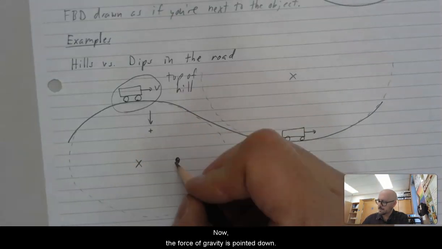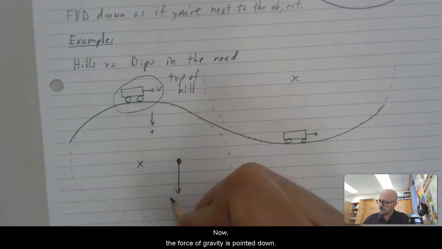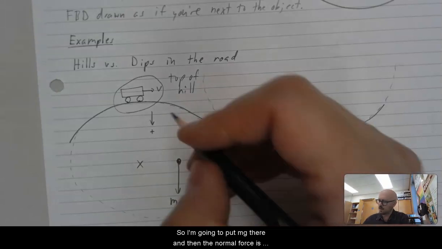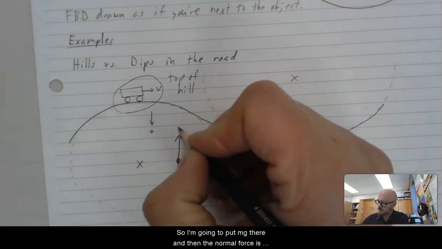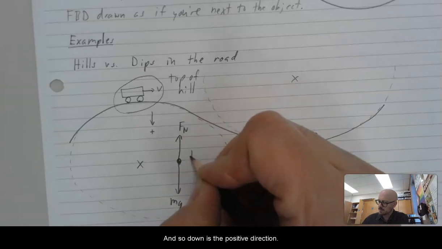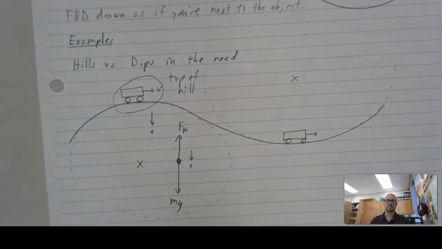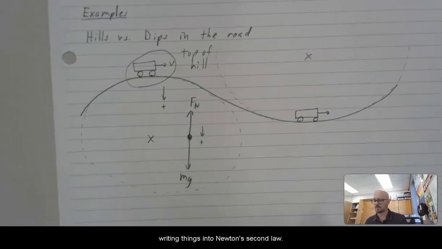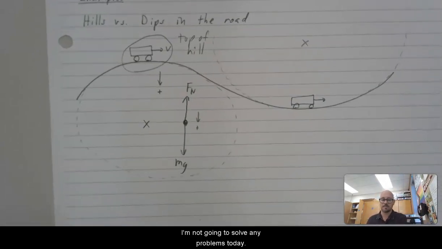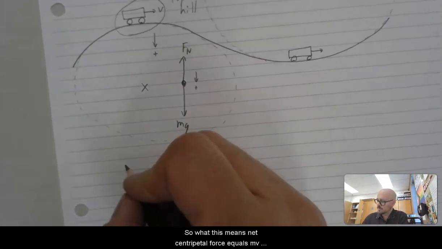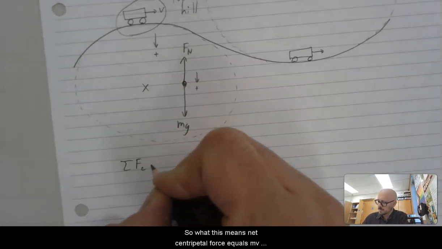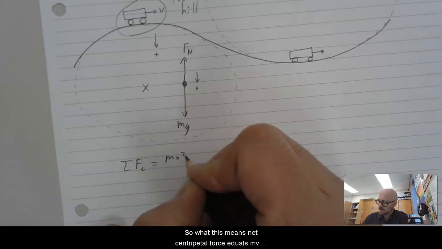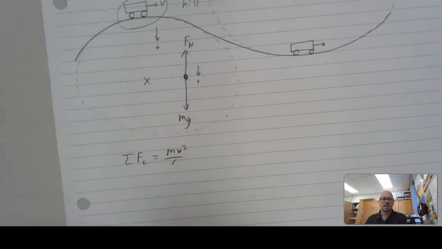Now, the force of gravity is pointed down, so I'm going to put mg there, and then the normal force is pointed that way, and so down is the positive direction. So all we're doing is analyzing the forces and writing things into Newton's second law. I'm not going to solve any problems today. So what this means, net centripetal force equals mv squared over r.